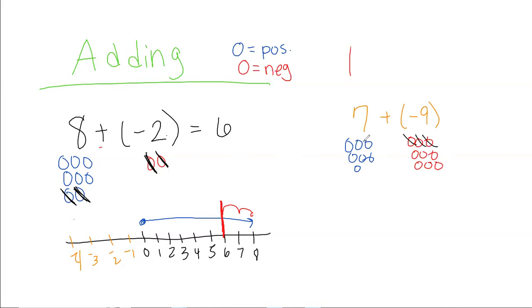So 1, 2, 3, 1, 2, 3, bye-bye. 1, 2, 3, 1, 2, 3, bye-bye. 1, 1. What's left? 2 negatives. Okay, and if you want to illustrate that one on the number line, let me white out the previous question.